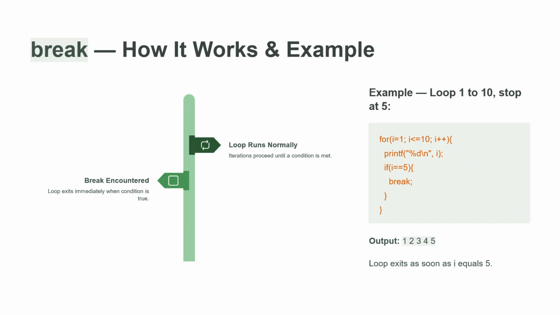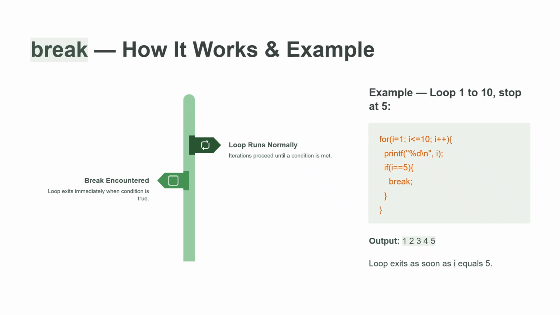So here, let us see an example of how a loop runs. You can see the diagram here. We can see the loop runs normally and then the break is encountered. When a loop is running normally, iterations proceed until a condition is met. When the break is encountered, the loop exits immediately when the condition is true.